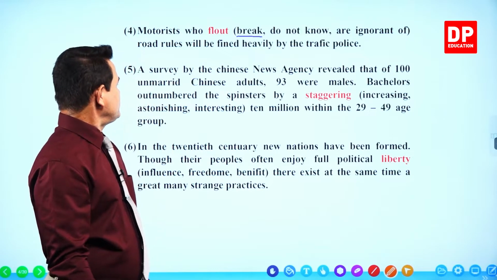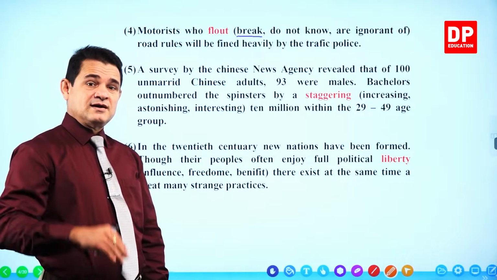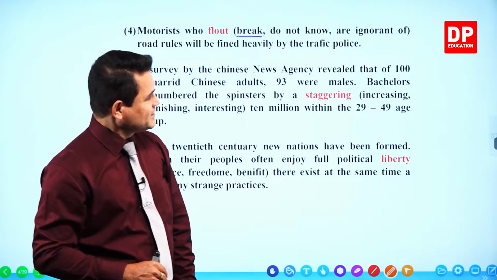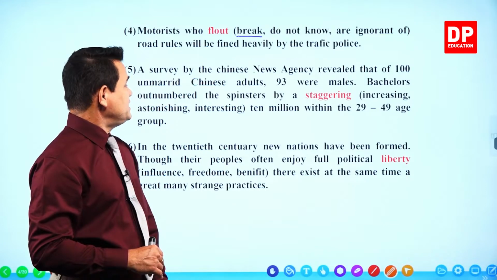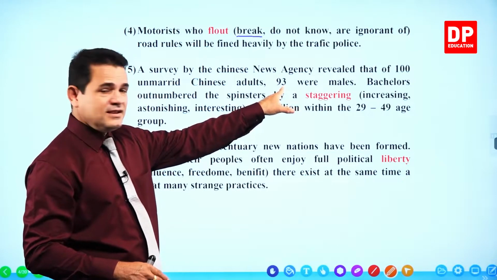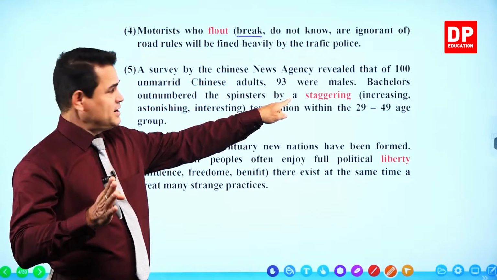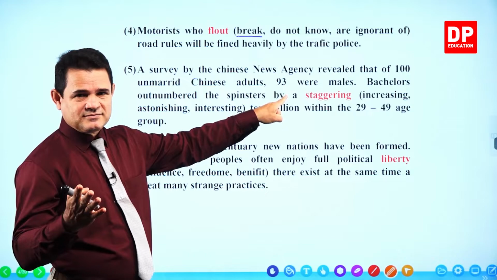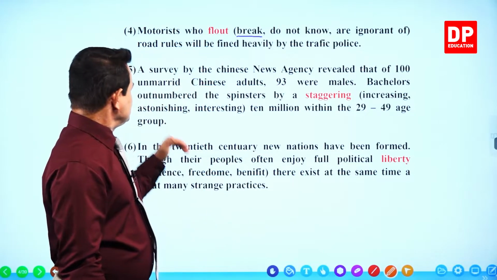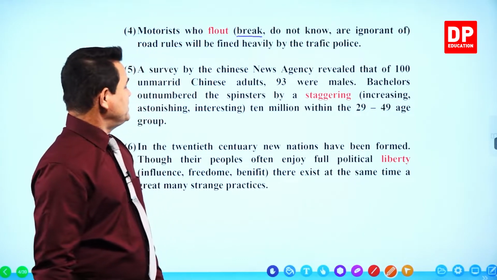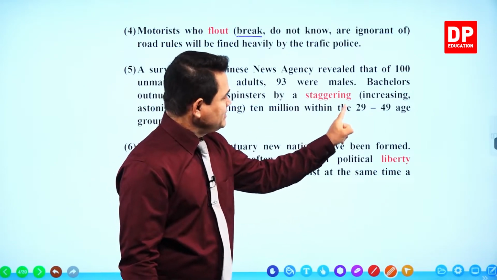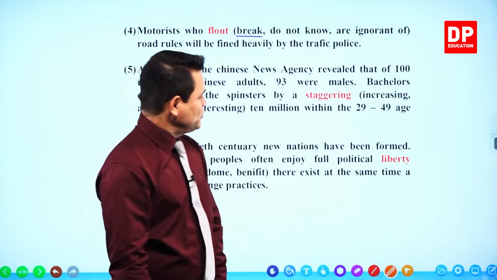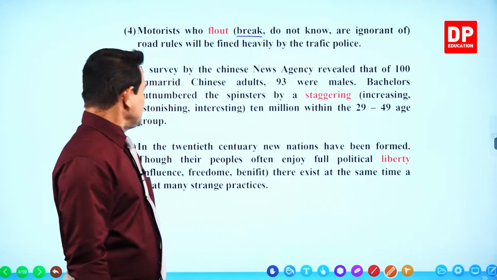Revealed that hundreds of unmarried Chinese adults, out of 100 unmarried Chinese adults, 93 were males. අවිවාහක 100ක් ගත්තොත් Chinese අය 93 male. So about 7 female තමයි. Bachelors outnumbered the spinsters by a staggering, that means increasing, astonishing, interesting, 10 million within the 29 to 49 age group.